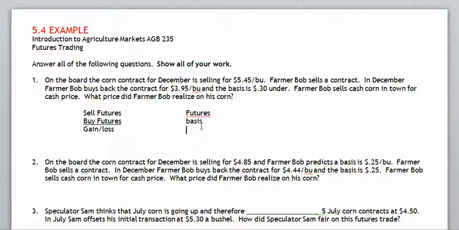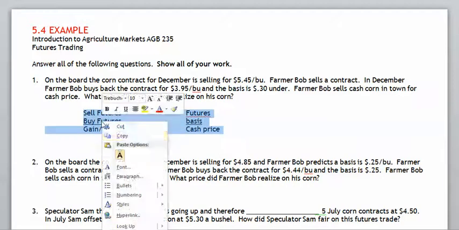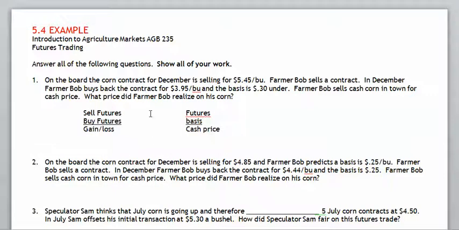Remember, basis is the difference between futures price and cash price. It's the difference between futures price and cash price. That's how your local elevator computes cash price. Okay, so in this problem we sold futures for $5.45.